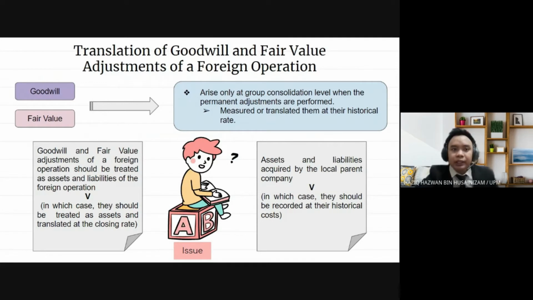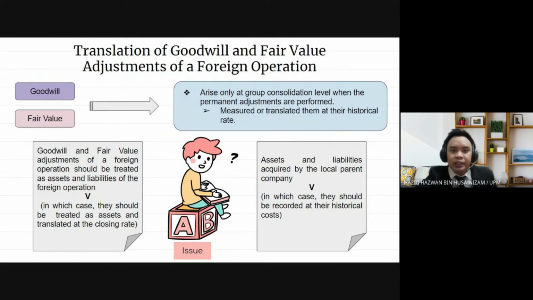Now, I will discuss translation of goodwill and fair value adjustment of a foreign operation. Generally, goodwill and fair value adjustment arise only at group consolidation level when the consolidation adjustments are performed. And because they arise on consolidation, past practices preferred to treat them as assets of the parent and therefore measure or translate them at their historical rate.